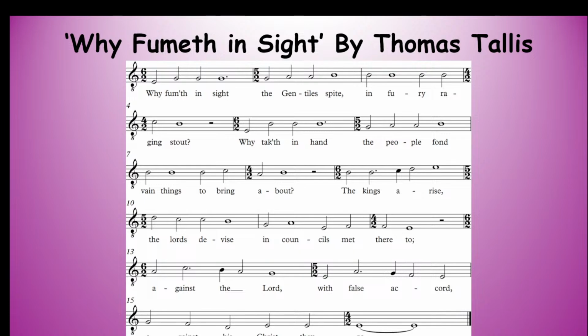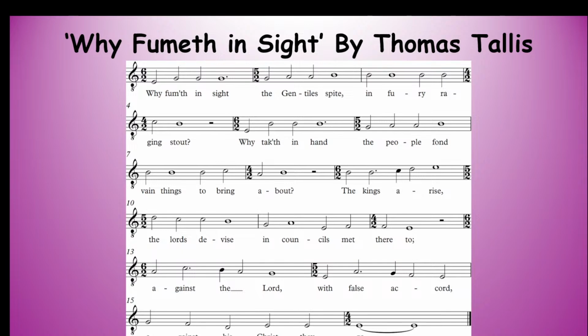Okay, let's see if we can learn just the beginning of it. It doesn't matter if we don't do the whole song. So that's the first bar. Why fumeth in sight. So instead of saying fumeth, because it's 2 syllables, you can't get it on one note. Why fumeth in sight. Okay. The next bar, the Gentiles spite. Okay, so let's try it together.